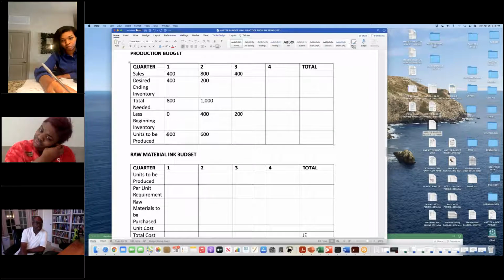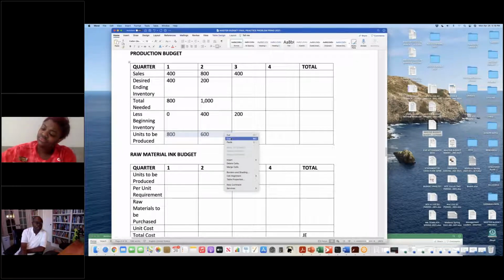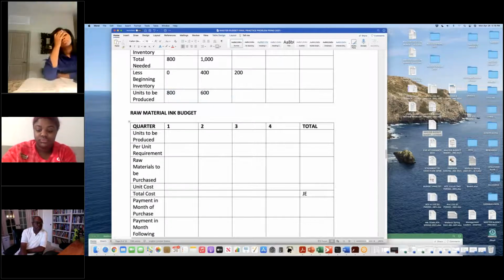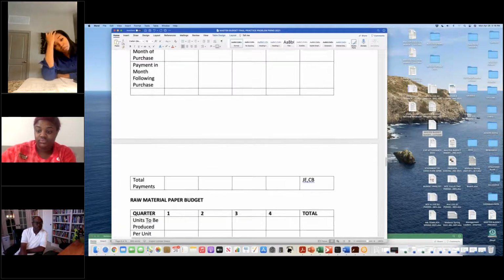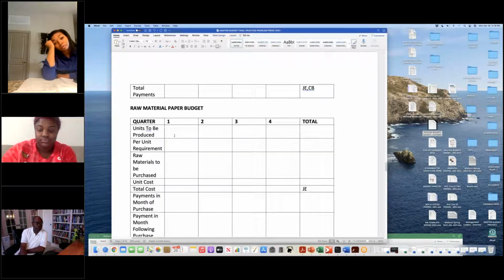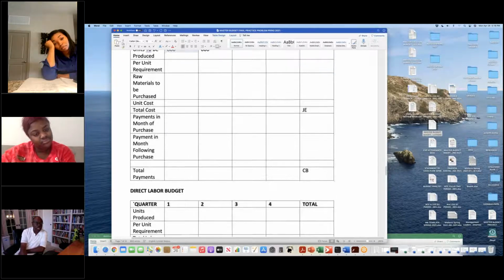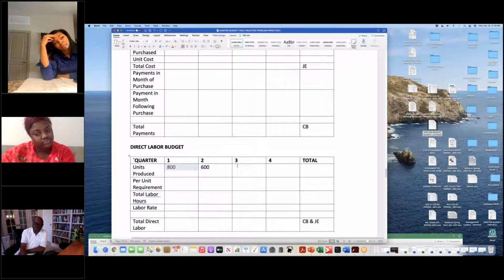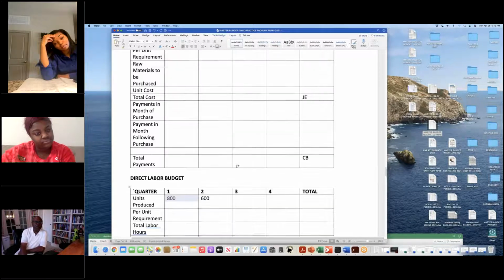Thank you. Then we're going to take these numbers and copy them. Units to be produced: we're going to put them on the raw materials ink budget, on the raw materials paper budget, and on the labor budget. So in other words, we're always just bringing everything down. That's basically what we're doing. All right, gotcha.